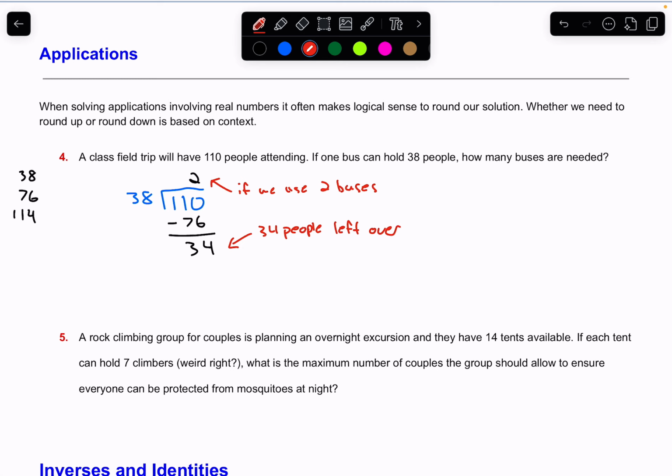Okay, so I could keep going with the division and get 2 point something, but notice that we're talking about how many buses we need to order. So you're not going to order a partial bus, right? We're not going to order 2.8 buses. So instead, we're going to have to round up because of context. Okay, so our answer here is 2 point something. Okay, and I say something because it does not matter, because the context tells us that if 2 buses does not fit everyone, then we need, okay, we need 3 buses.